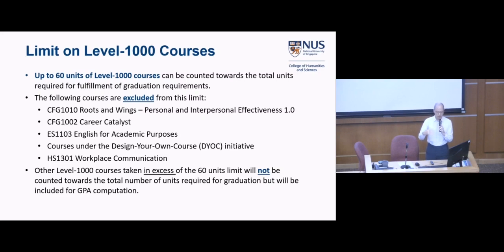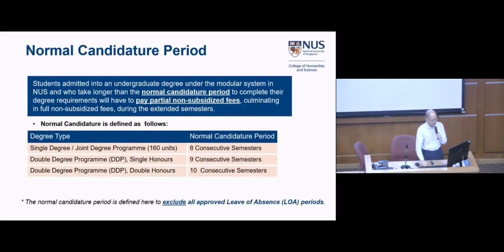So if you take 1,000 level courses in excess of 60 units, those courses that go beyond the 60 units will not be counted towards the units that you require for graduation, right? So that means that you need to fill that up with other courses, right? So there's something you need to consider when you sign up for the courses.